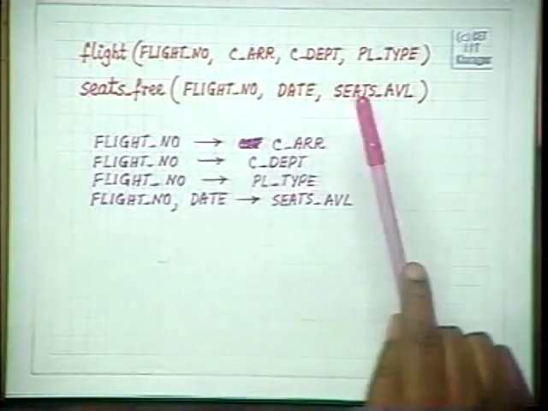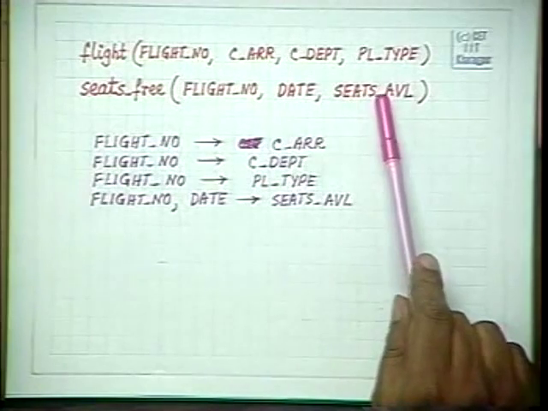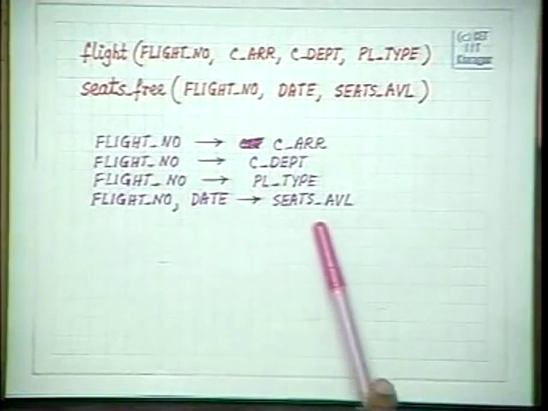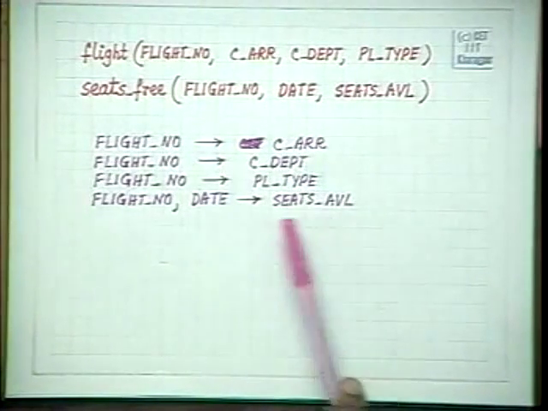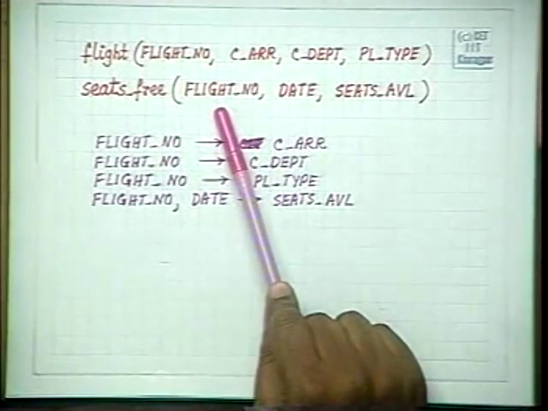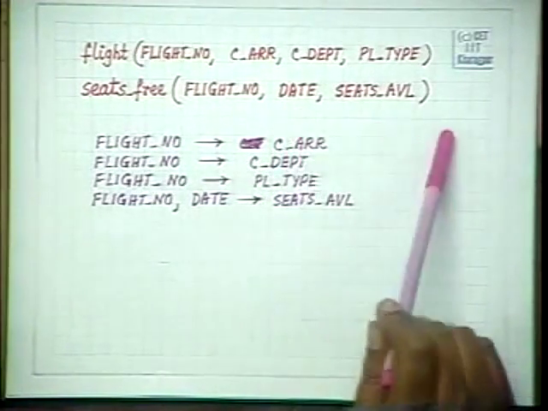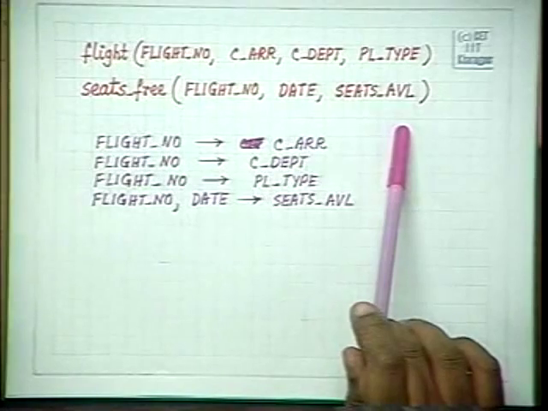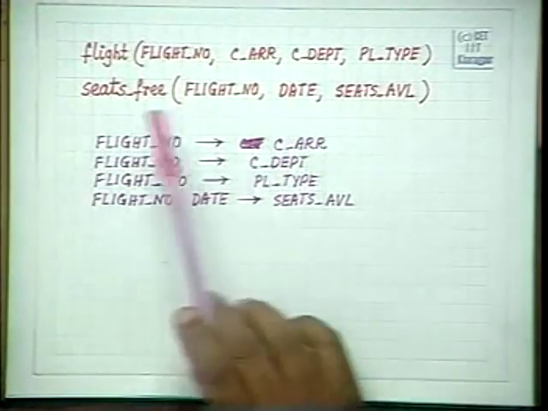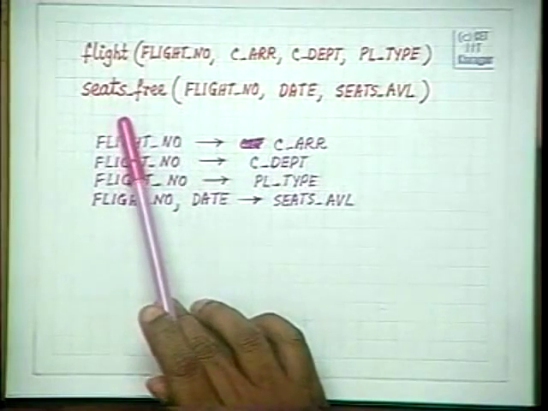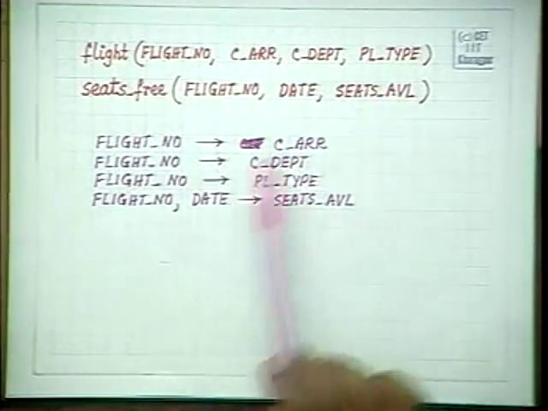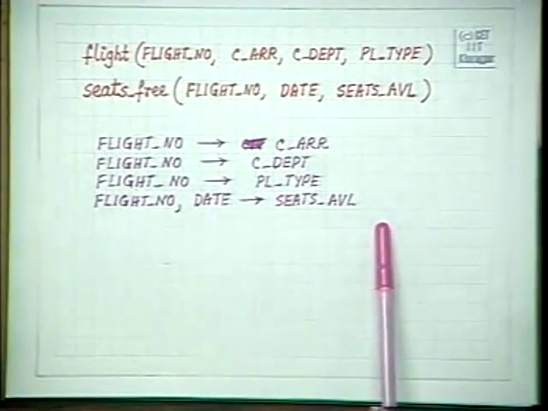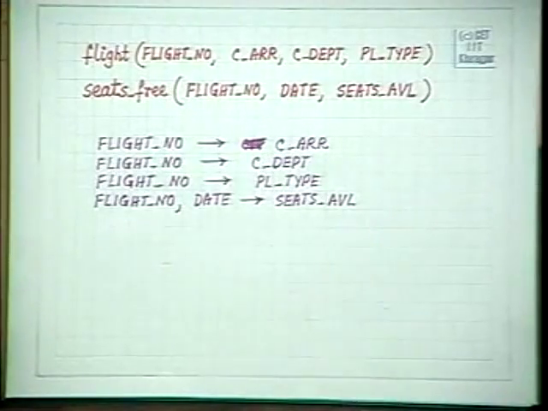On the other hand, if this is the seat number, that is not the number of seats, but it gives you which seat is available, then this relationship will not hold. For example, this says flight number C119 on date 12/3/37, seat number 35 is available. You will also have C119 on that date, seat number 36 is available. So, it depends on what seats free defines. If seats free defines the number of seats available, then this is fine. If seats free defines which seat is available, then this is not the functional dependency which has to be put in.